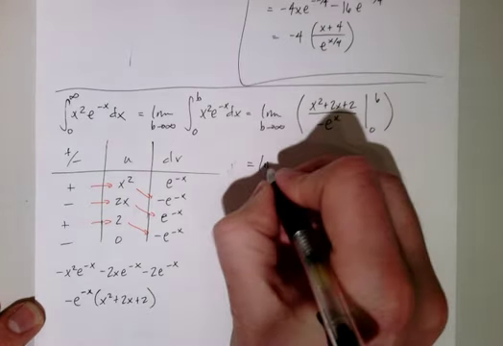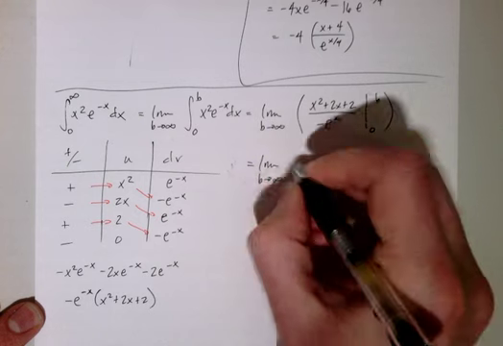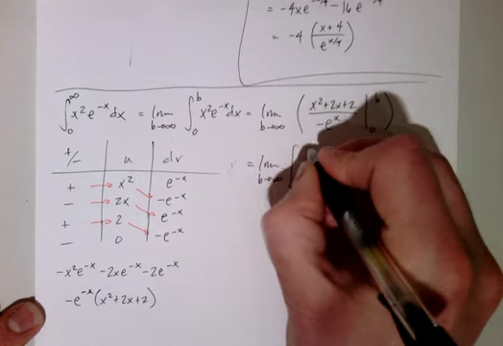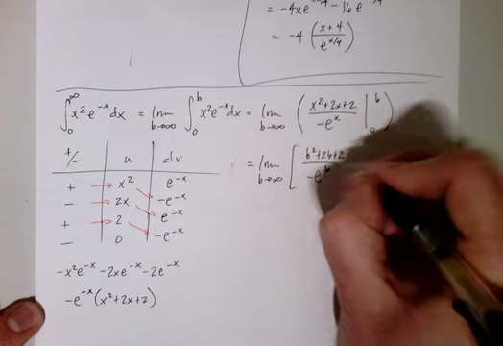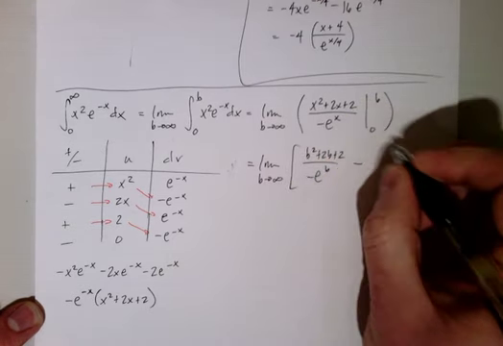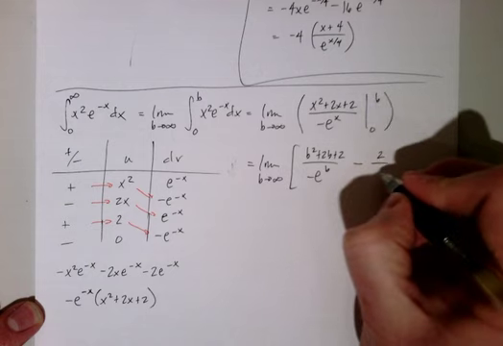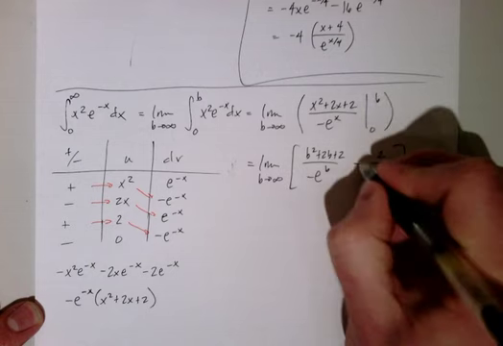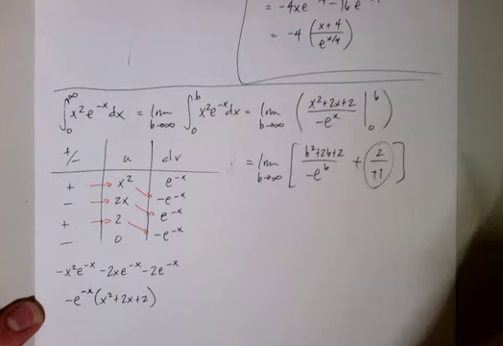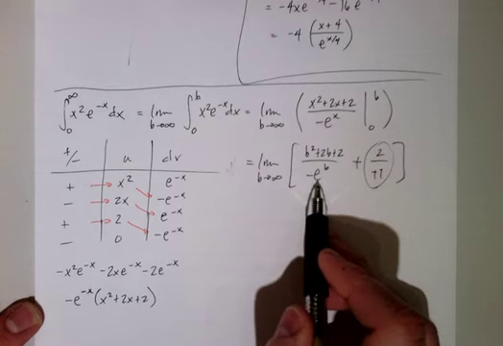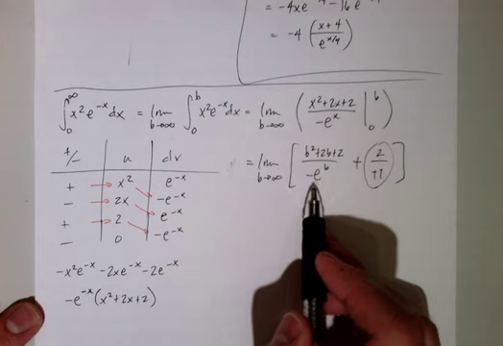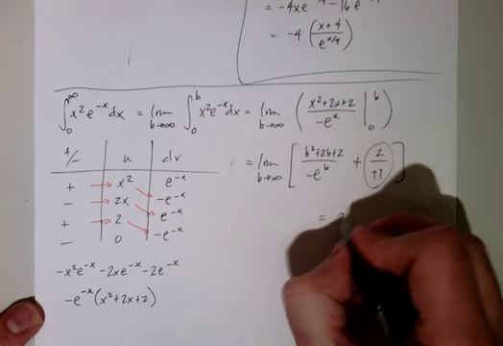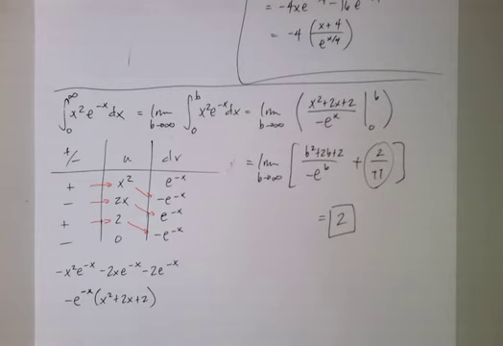That means that I have the limit as b approaches infinity of b squared plus 2b plus 2 over negative e to the b minus, and of course when you plug in 0, you're going to get 2 over negative 1. Boom, boom. This, of course, is 2. The question is what happens here. Again, you can do L'Hopital's rule and recognize the fact that the numerator, after a couple rounds, is going to disappear. And so this goes to 0. This area is 2.